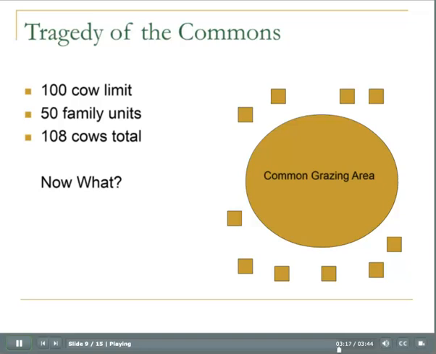Maybe you can rotate whose turn it is to count the cows. Maybe the cow counter needs to be given a sword to enforce that 2 cow limit. The problems get more and more complicated as you attempt to devise solutions. And this is where we lead to this question of why we need to have government.